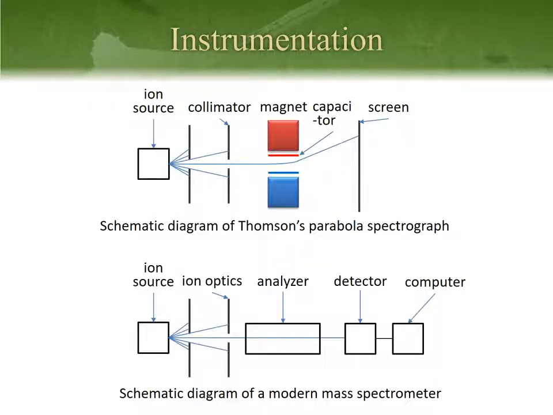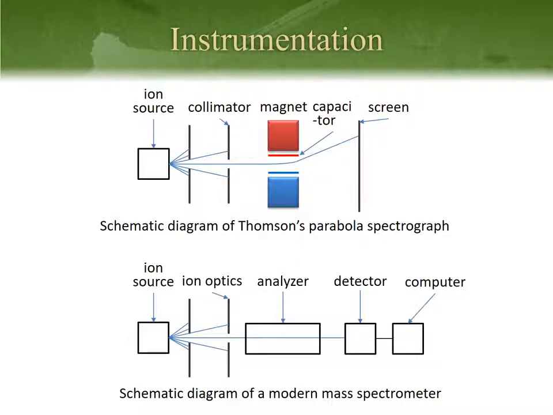Today's last question is, how do we measure mass spectrum? I mean the instrumentation of mass spec. The upper schematic diagram is Thomson's parabola spectrograph. J.J. Thomson observed protons by using this apparatus in around 1900. This apparatus consists of an ion source, a collimator to narrow a beam of ions, magnetic and electric field generators to analyze ions, and a screen to detect ions.